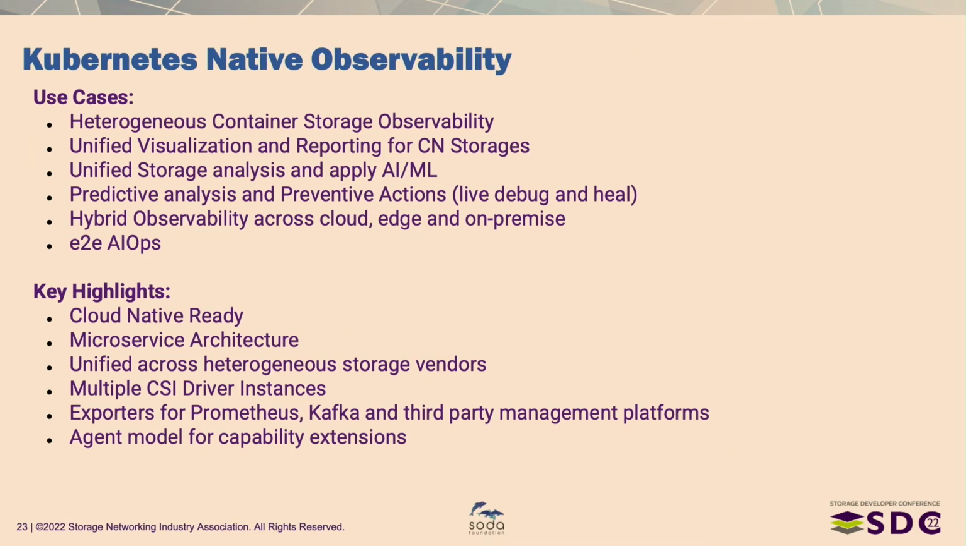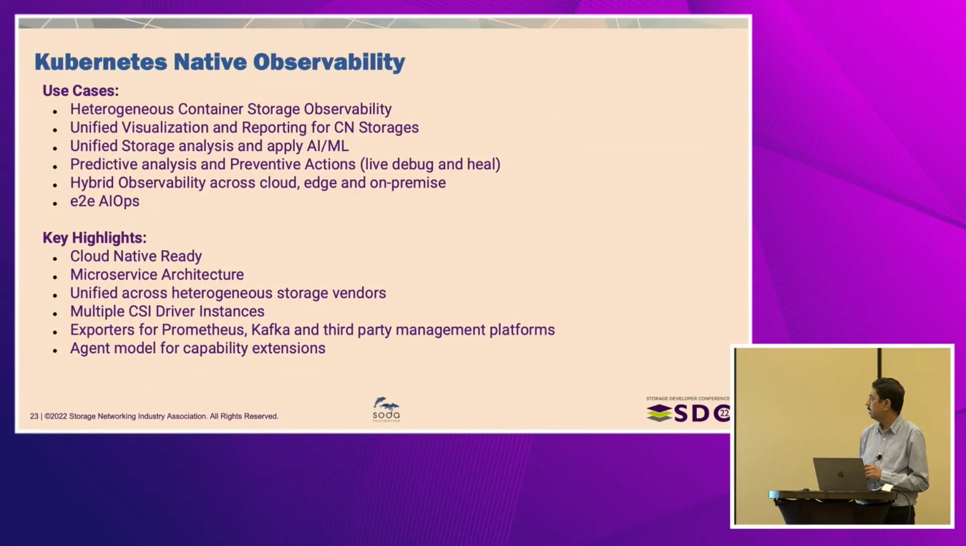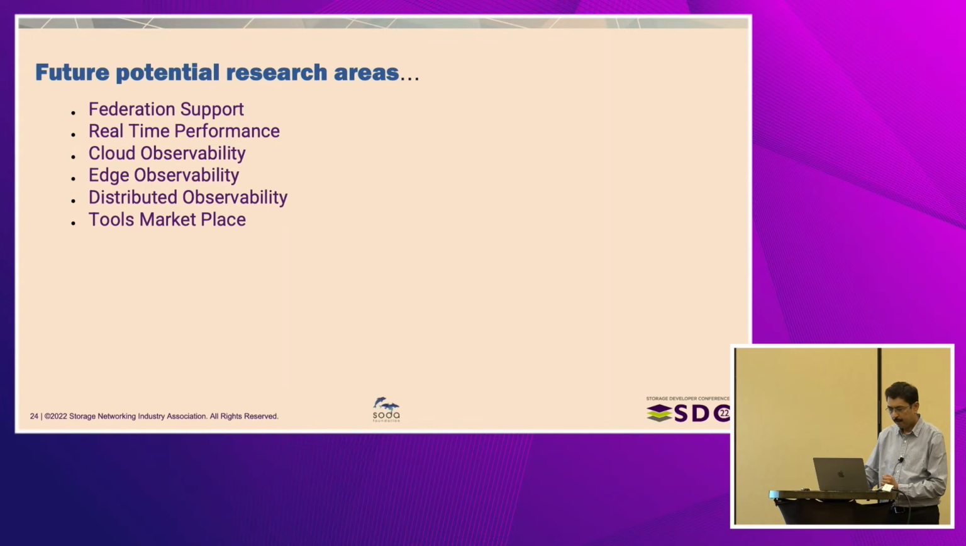So with that, for Kubernetes, we will again have heterogeneous storage visibility, with unified visualization and reporting for cloud-native storage, and all the good stuff you can think of. So that's, at a high level, what we are thinking of getting into next for Delfin. And then, yeah, we do have to research certain other things which we are thinking of, including federation support, real-time performance, and cloud observability and all that.